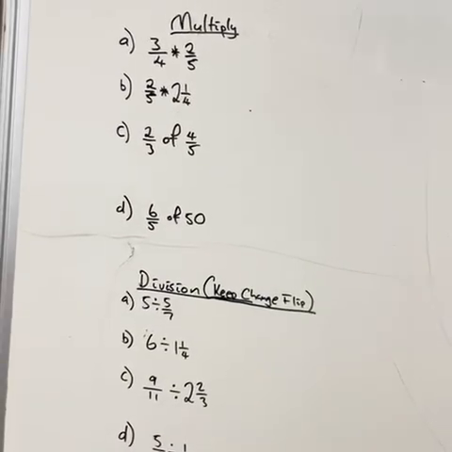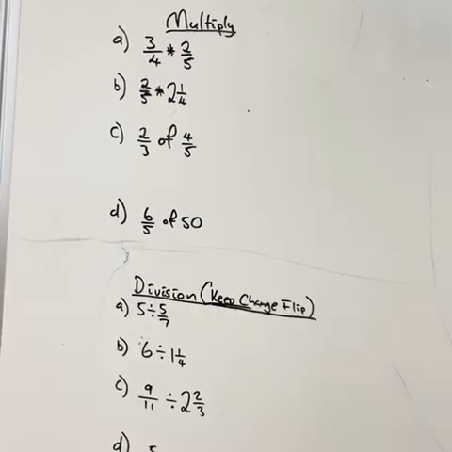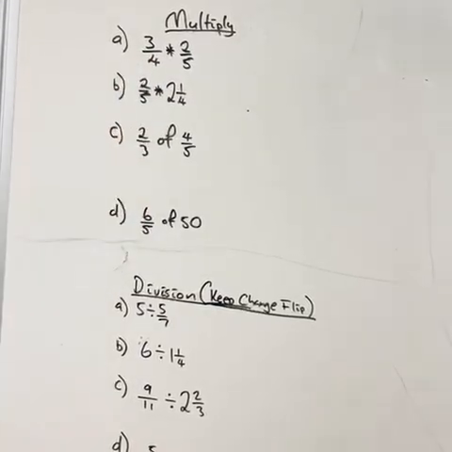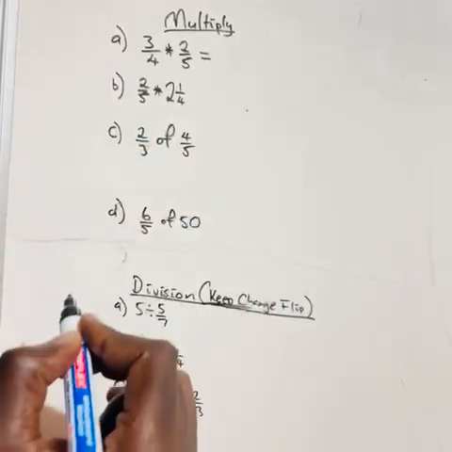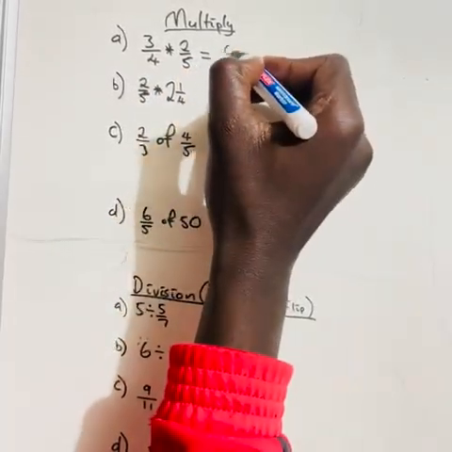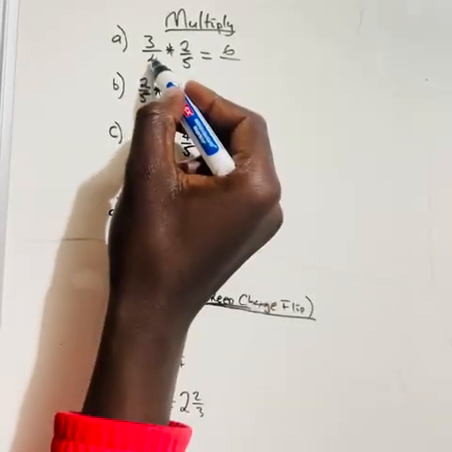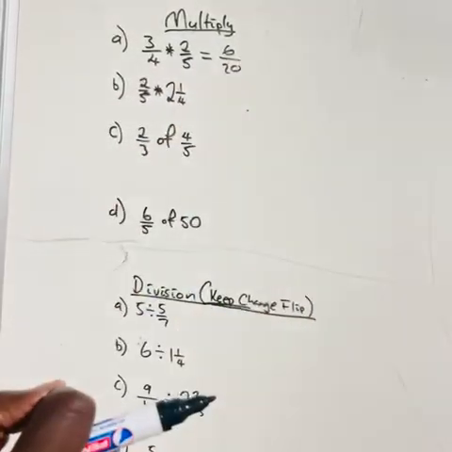Multiplication. Here on A, we are given: multiply 3 over 4 by 2 over 5. This is a simple thing. We write our equal sign. We say 3 multiplied by 2 gives us 6 over 4 multiplied by 5 gives us 20. 6 over 20 is the answer that we got.